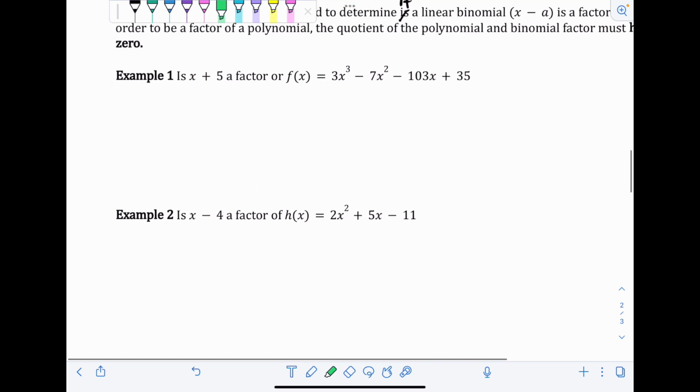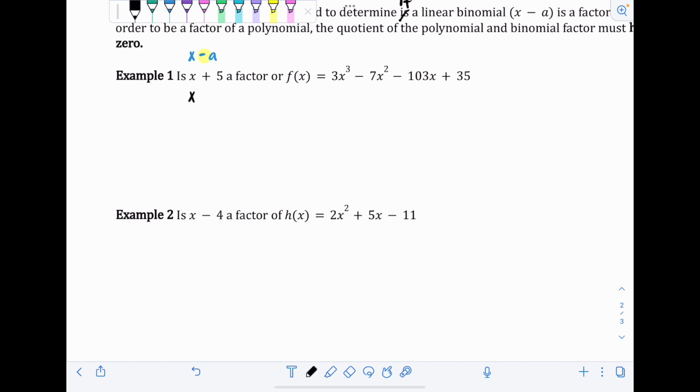Okay, so example 1: is x plus 5 a factor of f of x equals 3x cubed minus 7x squared minus 103x plus 35? For the first one, we're going to use the remainder theorem, where we find f of a. So we have to compare this factor x plus 5 to x minus a. Again, the negative's in there. So you ask, what a value turns that x minus into an x plus 5? It would have to be x minus -5. So that means that a is -5.